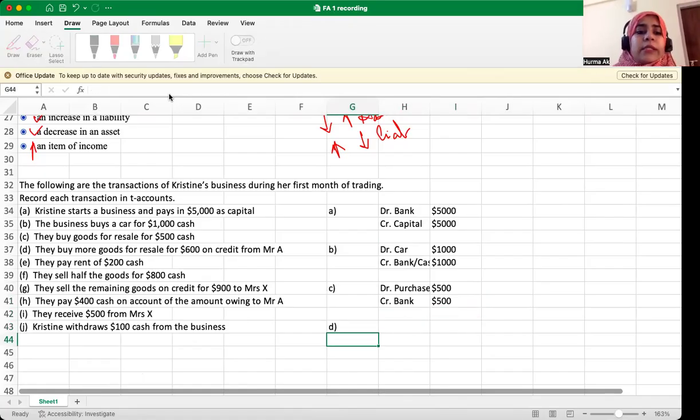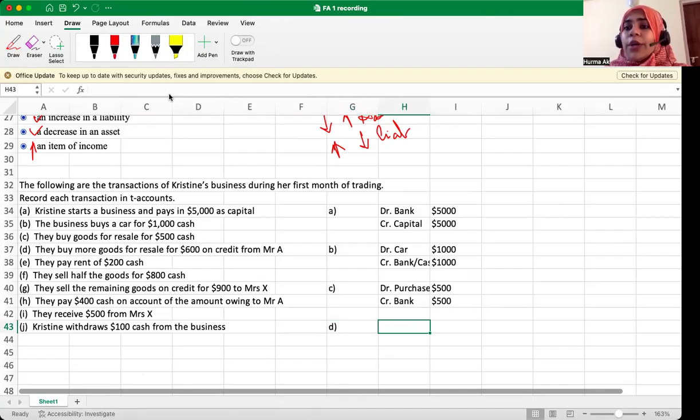Okay, D part. They buy more goods for resale for $600 on credit from Mr. A. Now this is interesting. This is on credit, not on cash. Is that possible? Of course it is possible, right? We can buy goods on credit, and we can buy goods on cash. That's very much possible. So what do we do now?